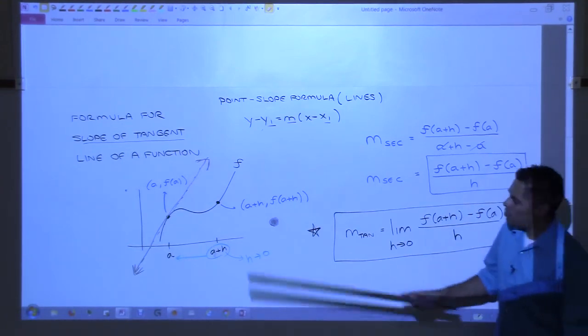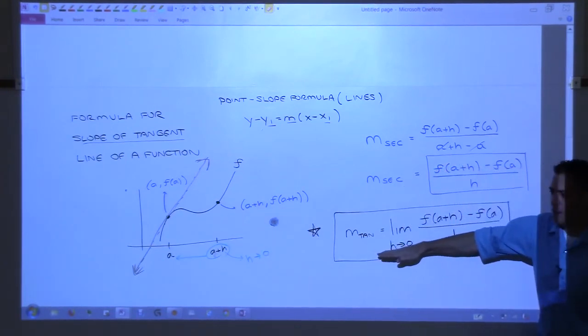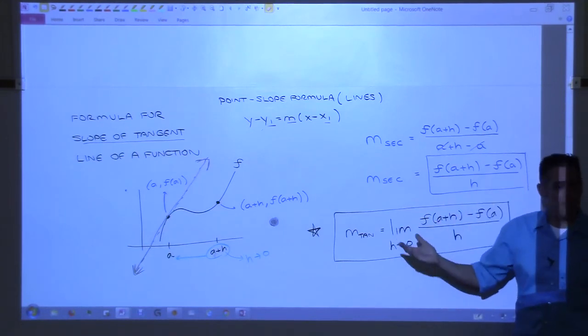So go back to this picture here, this red line. We can find the slope by doing this. So if I have the slope of that line, all I need now is a point. Do you have a point?